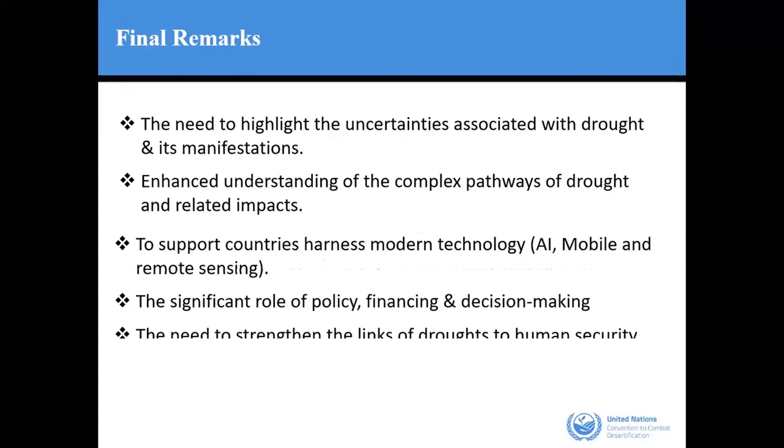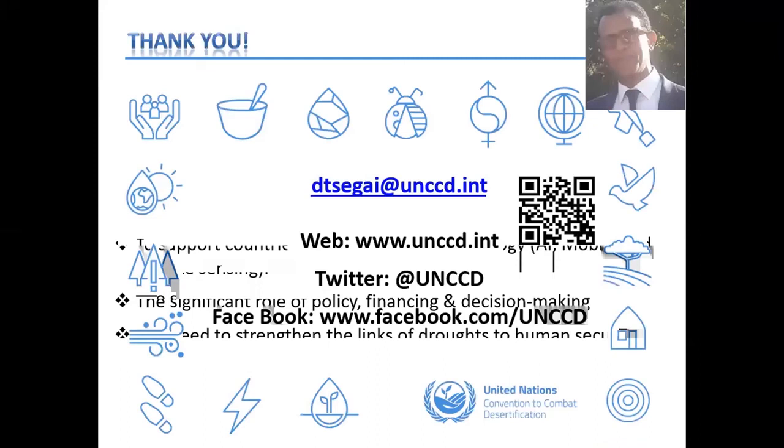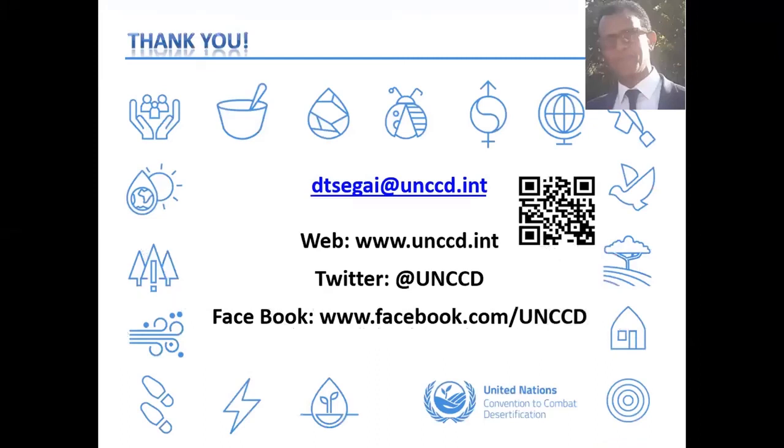So we need to highlight the uncertainties. We need to have a comprehensive view on droughts, and we need to also have an understanding of the complex pathways of drought and related impacts. Traditionally, drought affects agriculture, but now with this interconnectedness of economies, it can affect transportation, tourism, and health. So we need to really strengthen the institutional mechanism and social values of collaboration on drought institutionalization. That's a very key word for me. And with this webinar, that is what I wanted to say, and thank you very much.